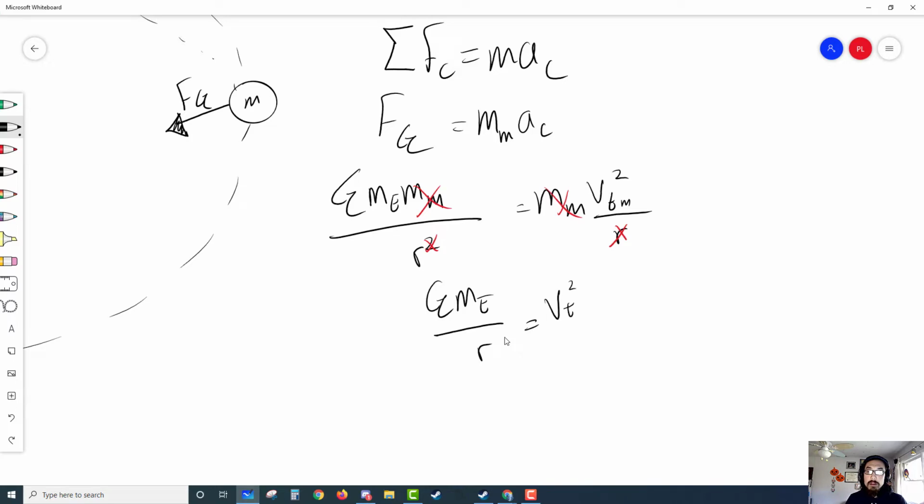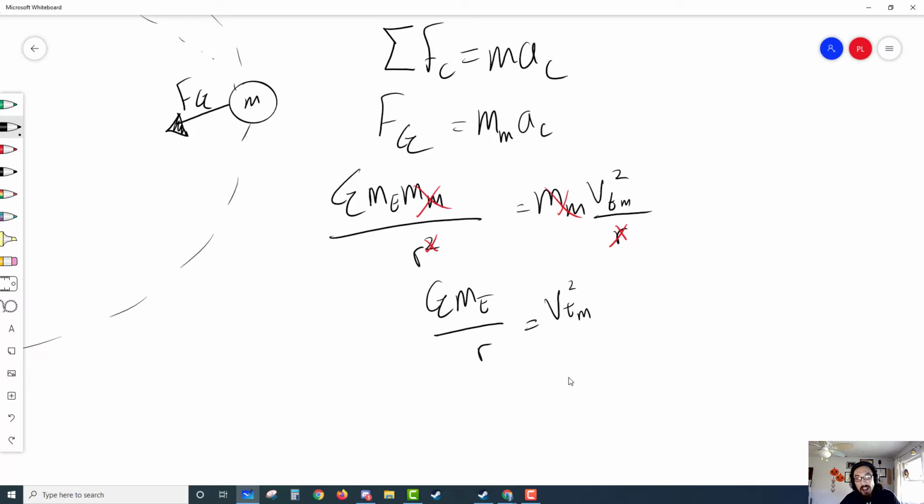Would you look at that? Ta-da! Now we can figure out the velocity of the Moon. We can see how fast the Moon is orbiting the Earth. Or if we know how fast the Moon is orbiting the Earth, we can actually find the Earth's mass. Really cool stuff, right?